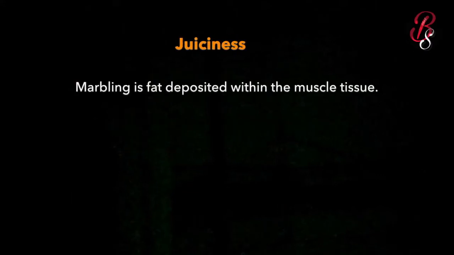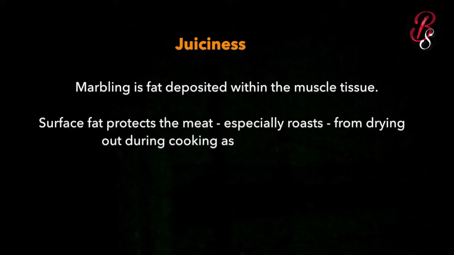Here we go. The juiciness. Marbling is fat deposited within the muscle tissue. Surface fat protects the meat. The fat always protects the meat from spoiling. Fat actually keeps it tender, because when you melt fat it melts clearly. It's not getting hard or totally tough. Especially roasts, it protects from drying out during cooking as well as in storage.